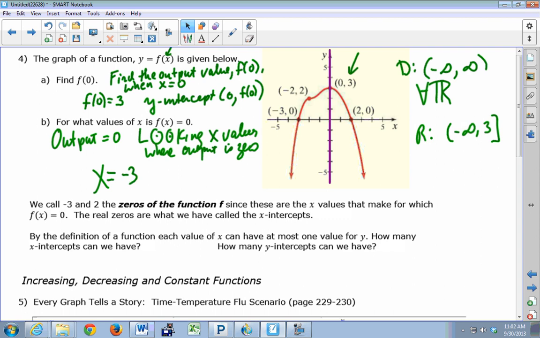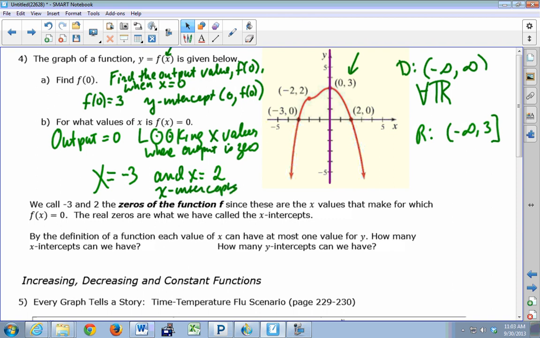Negative 3 is one of them. How about another one? Someone else? And 2, right. Okay. So typically in the past, what have we called these particular points? Negative 3, 0, and 2, 0. X-intercepts, right? So traditionally, we've called these x-intercepts.